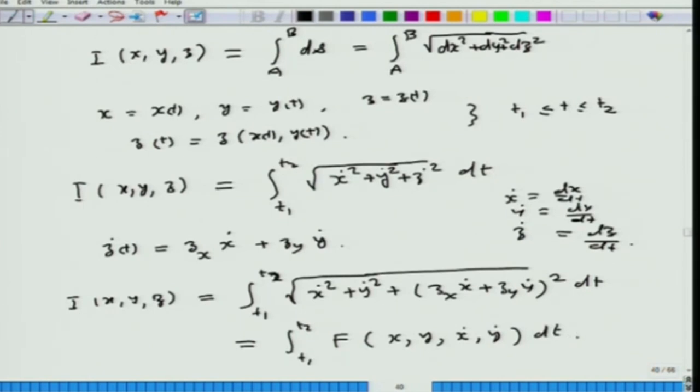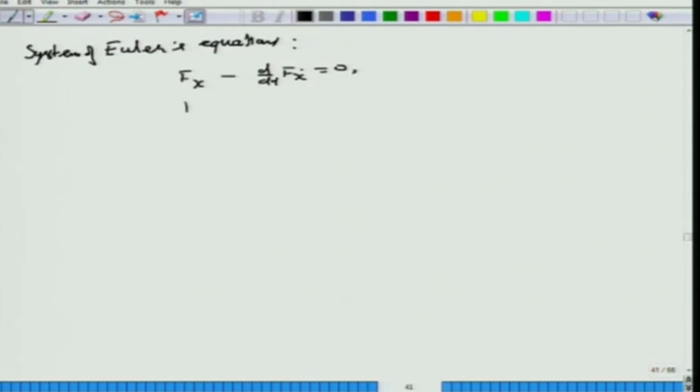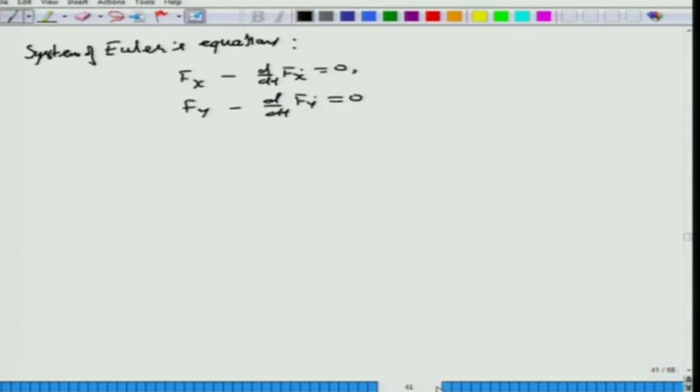So, it is of this type, and so you can see that here you have Euler's system of equations given by f x minus d by dt of f x dot equal to 0, f y minus d by dt of f y dot equal to 0, because you have only x and y appearing in this, and x dot, y dot. So, let us take this example.